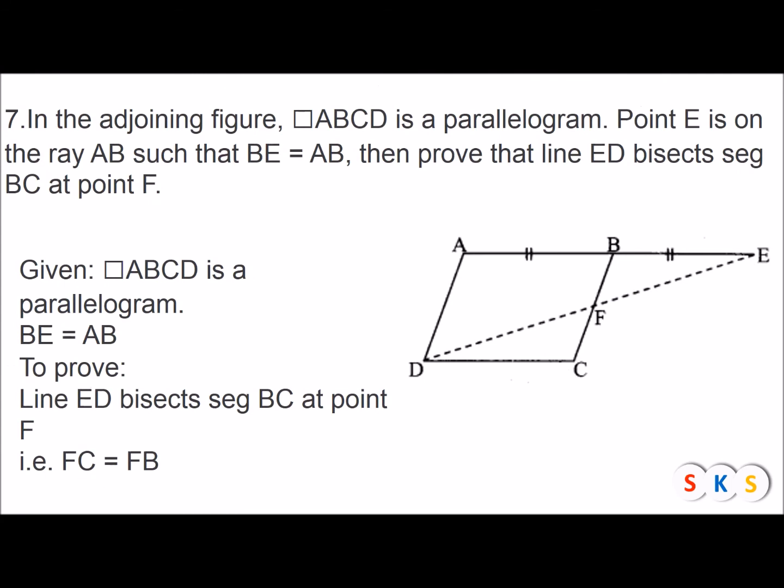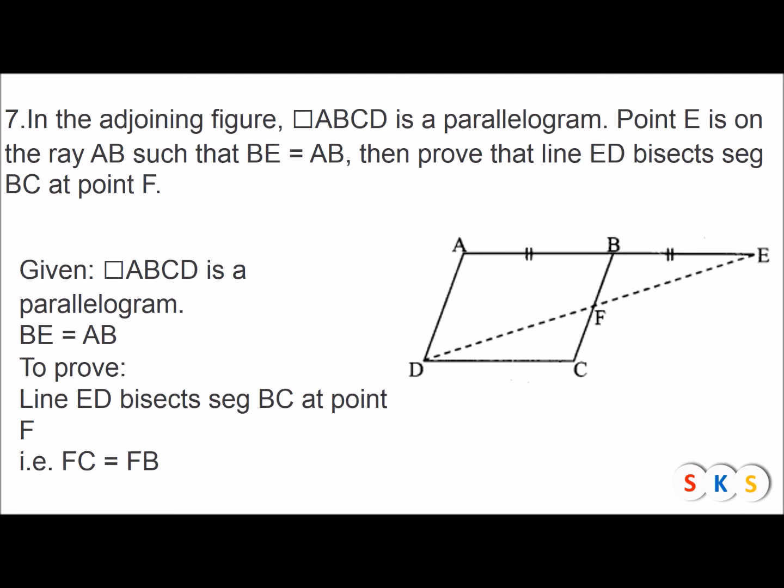Now here we have question number 7. In the adjoining figure, quadrilateral ABCD is a parallelogram. Point E is on the ray AB such that BE equals AB. Then prove that line ED bisects seg BC at point F. So what we have to prove over here is that line DE bisects BC. Bisect means it divides BC into equal parts. It means I have to prove CF equals BF.